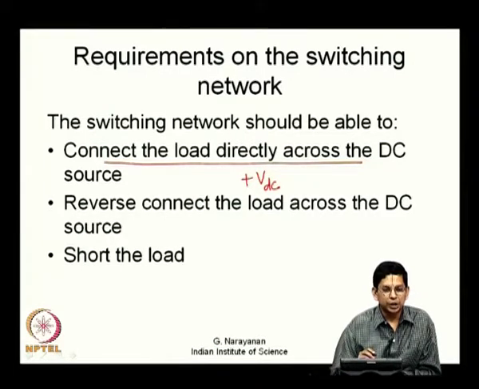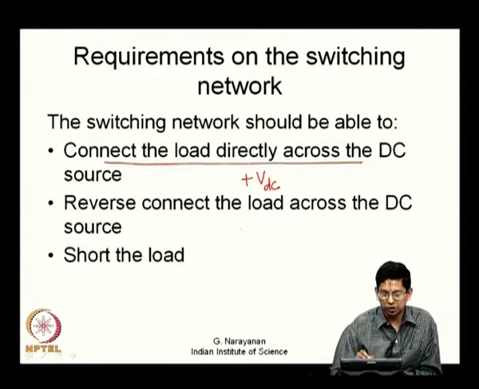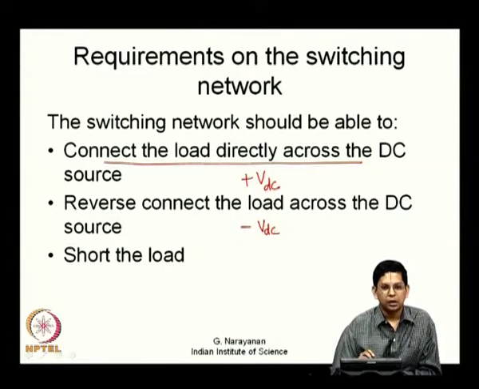Again, the switching network should be capable of reverse connecting the load across the DC source, that is, it should be able to apply an output voltage of minus VDC also. It should be able to short the load, which means the output voltage is 0. It should be capable of doing these three.